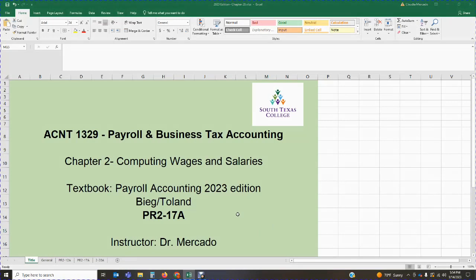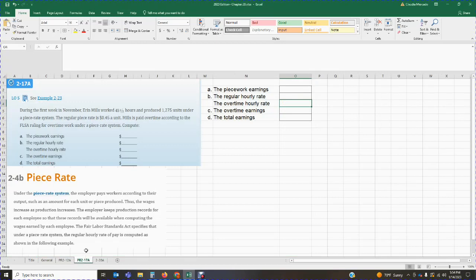This is a continuing lecture for Accounting 1329, Payroll and Business Tax Accounting, and we are using the 2023 edition. Now, in this particular lecture, we are going to be covering problem 217A. Just a reminder, it is very important that you read the chapter. Okay? So problem 217A reads as follows.